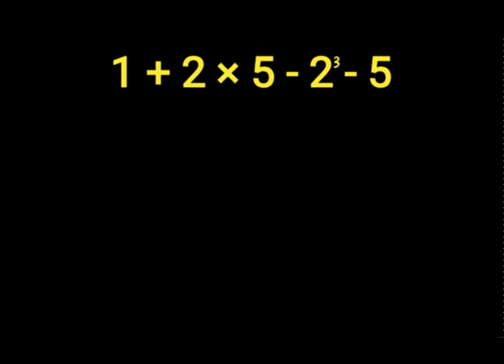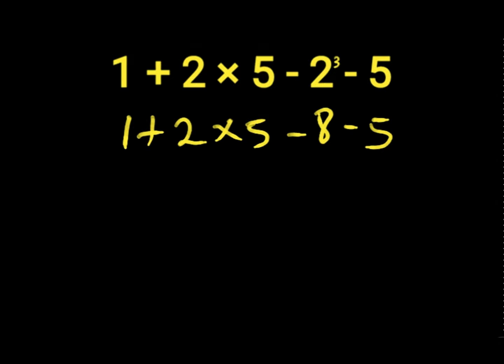Here we have 1 plus 2 times 5 minus 2 to the power of 3 minus 5. We first of all solve our exponents, which is 2 to the power of 3. 2 to the power of 3 will give us 8. We put down our 8. Then we have 1 plus 2 times 5 minus 8 minus 5.